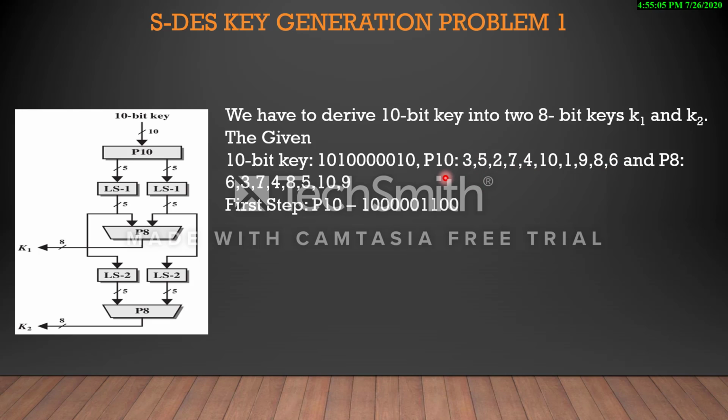What we are going to do here is, the first bit is going to be the third bit of the 10-bit key. What is the third bit of the 10-bit key? 1. The next one is fifth, 5. What is the fifth bit of the 10-bit key? 0. The next one is 2. Then what is the second bit of the 10-bit key? 0. The next one is 7. What is the seventh bit of the 10-bit key? 0. So like that we are going to do permutation 10. After doing the permutation for this 10-bit key, we get the output like this. This is the first step of the SDES key generation.